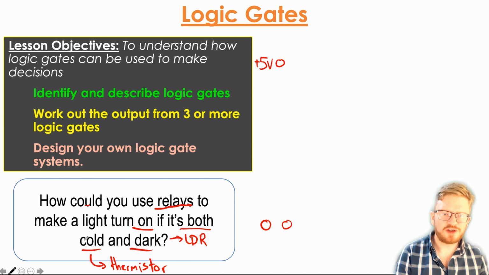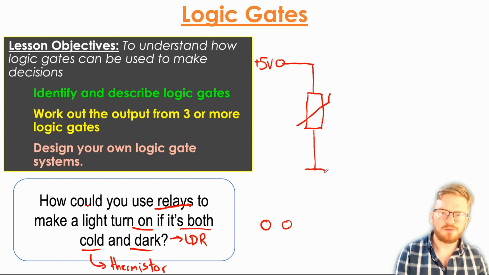Now, the first thing I want is something that will turn on when it is cold. So for something that will turn on when it's cold, I'm going to need a potential divider with a thermistor in it. So there's my thermistor. And let's make this something that you can control. So I'm also going to include a variable resistor here. Remember, that's a symbol for a variable resistor.